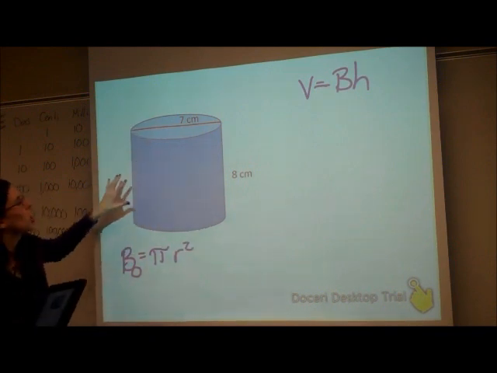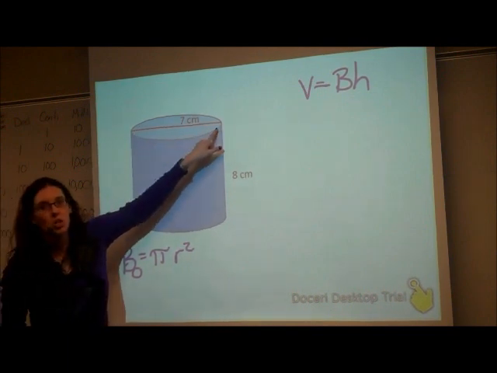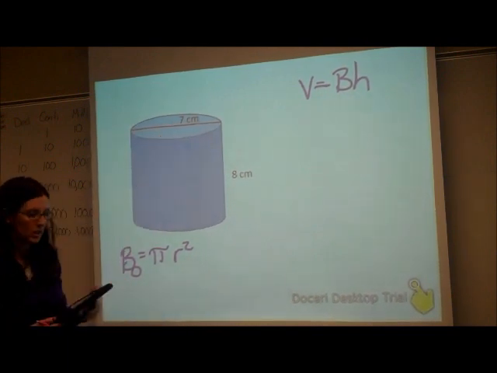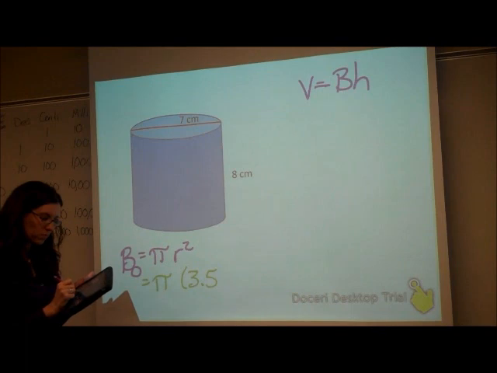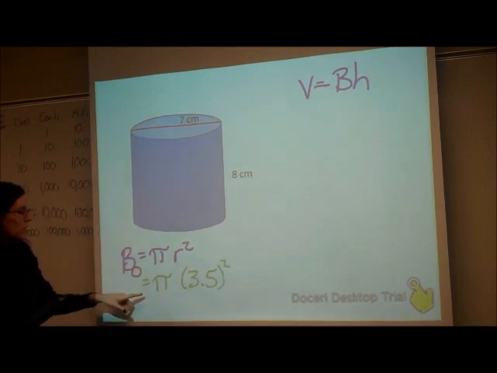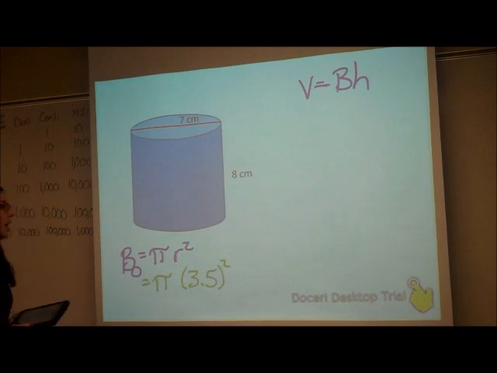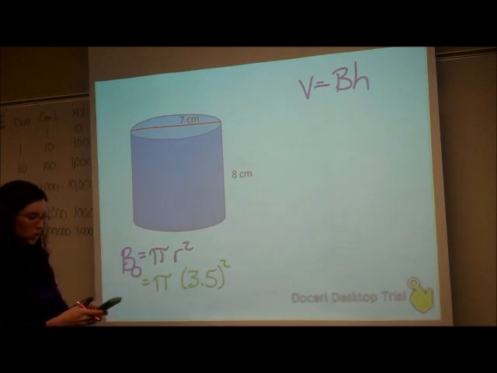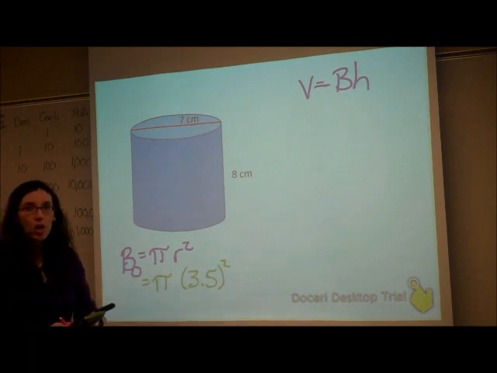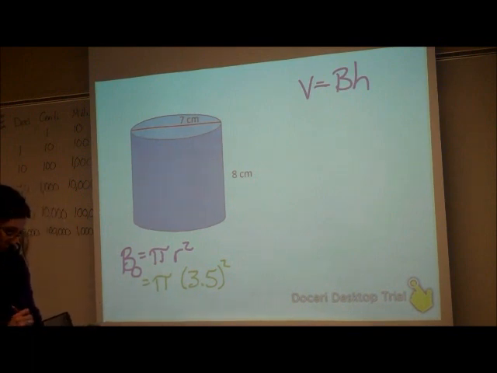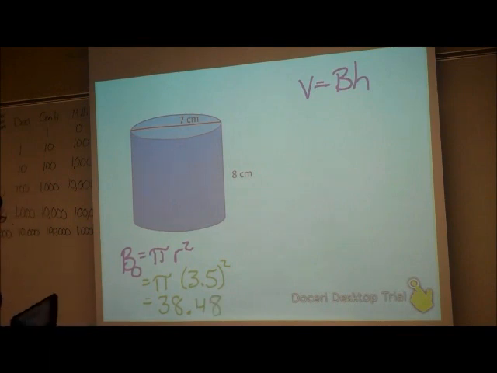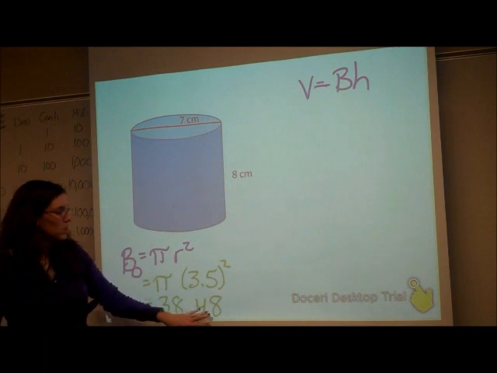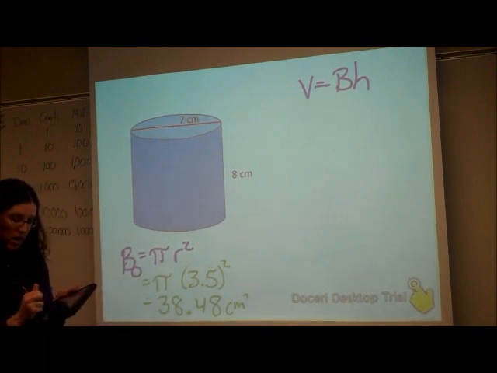So looking at my cylinder, this is my diameter. So I need to use half of that for my radius. Half of 7 is 3.5. So the area of the circle, the base, will be pi times 3.5 squared. Again, I want you to start using the pi button. So if I take pi times 3.5 squared, which is not 3.5 times 2, I get that the area of that circle, I'll do 2 decimal places, is 38.48. And then this would be square centimeters because it's area.